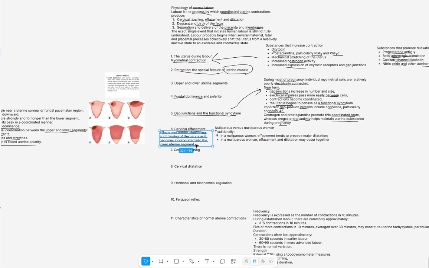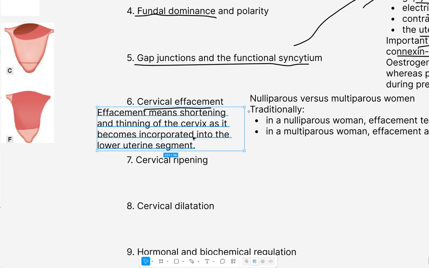Sorry. Okay, so can you see that effacement means shortening and thinning of the cervix as it becomes incorporated into the lower uterine segment? Before labor, the cervix is long, firm, closed, and directed relatively posteriorly. But during effacement, the internal os is drawn upwards and the cervical canal becomes progressively shorter. I'll repeat that: during effacement, the internal os is drawn upwards and the cervical canal becomes progressively shorter.